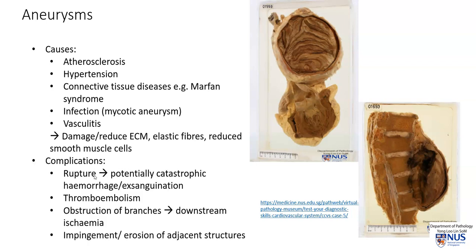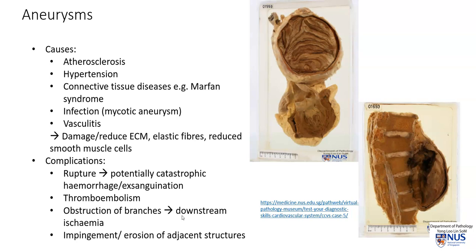Some of the complications would include rupture, which can be potentially catastrophic. Imagine a large vessel like the aorta. If there is free rupture of the aneurysm, this can give rise to exsanguination. Thromboembolism can also occur, as you see in this case that we have been looking at. The reason for thrombosis is because of disruption of the laminar blood flow, therefore giving rise to turbulence and stasis. There can also be obstruction of the branches of the vessel.